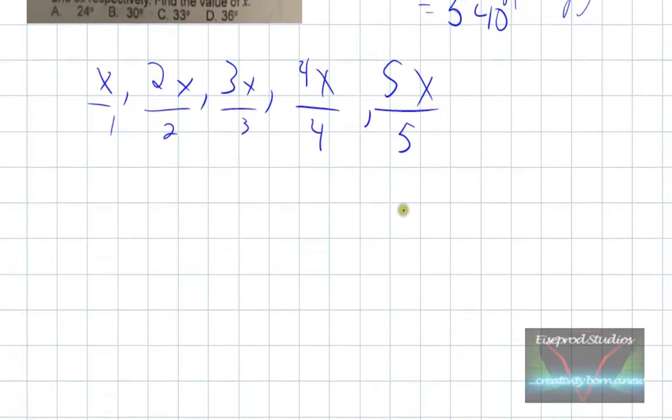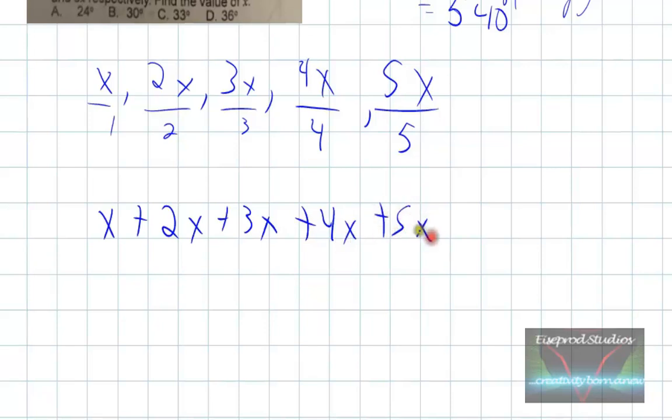And so I'm just going to add these all up. x plus 2x plus 3x plus 4x plus 5x is equal to 540. Lucky for us, there's only one variable, so this is going to make it fairly simple to find our answer. We just add up how many x's we have: 1 plus 2 makes 3, plus 3 makes 6, plus 4 makes 10, plus 5 makes 15. So we have 15x is equal to 540, and I'll double check my math: 4 and 5 makes 9, plus 3 makes 12, plus 2 makes 14, plus x makes 15.